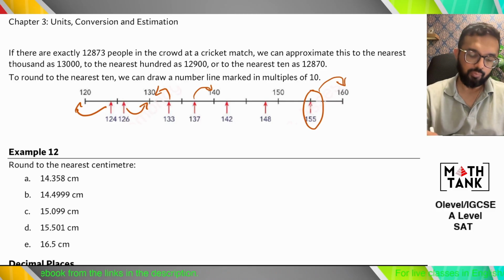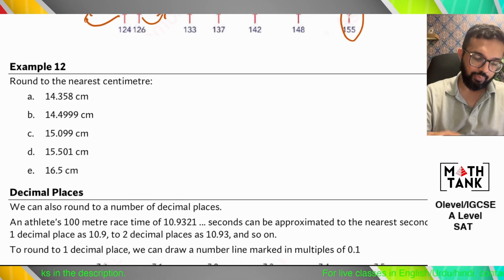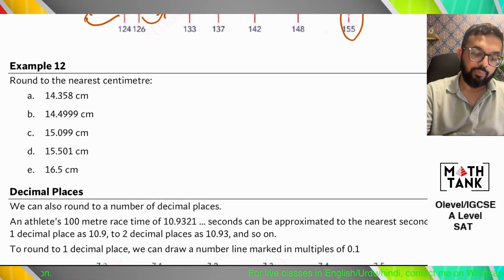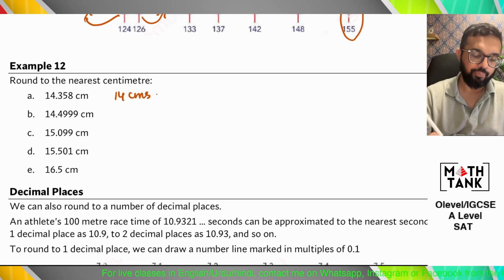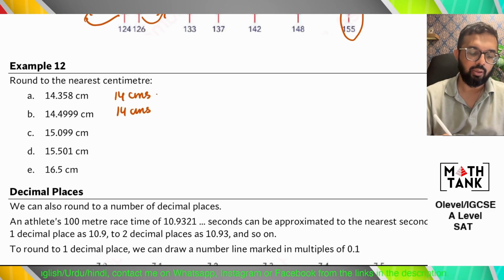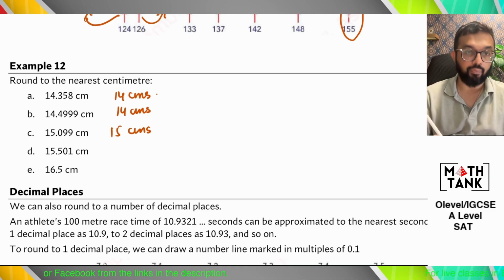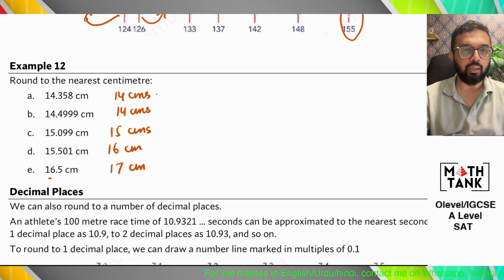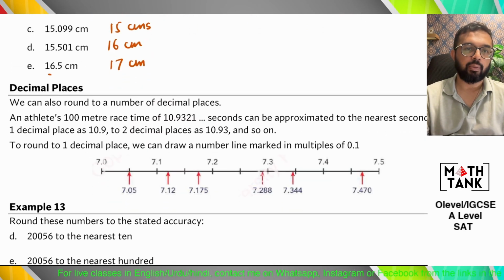Now let's round these off to the nearest centimeter. That's 14.358, so that rounds off to 14 centimeters. 14.499 still rounds off to 14 centimeters. 15.099 rounds off to 15 centimeters. 15.5 rounds off to 16 centimeters. And 16.5 rounds off to 17 centimeters. I'm rounding off to the nearest centimeter in this case.